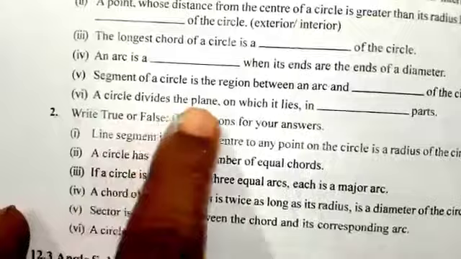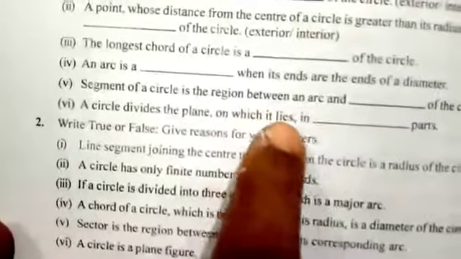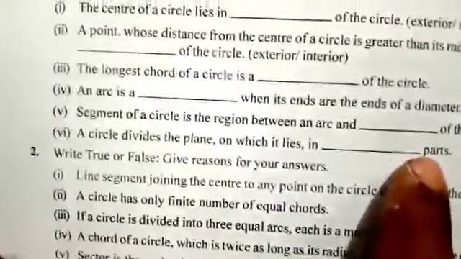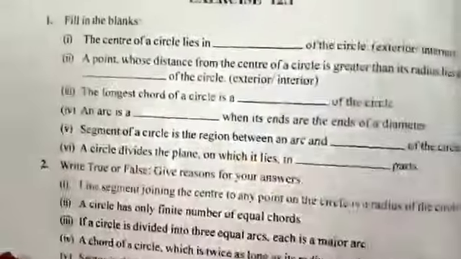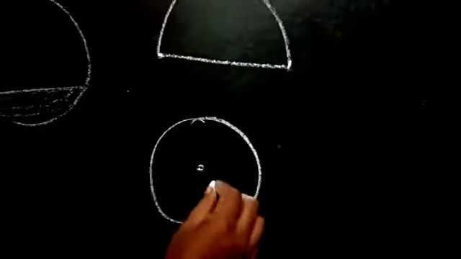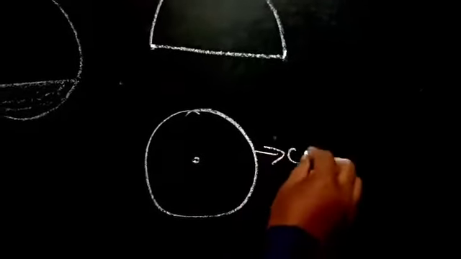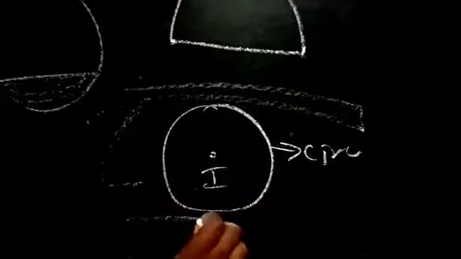Sixth one, a circle divides the plane on which it lies in dash parts. It is three parts. One is interior, one more is exterior, and the circle. This is the circle, this is the interior, this is all exterior.